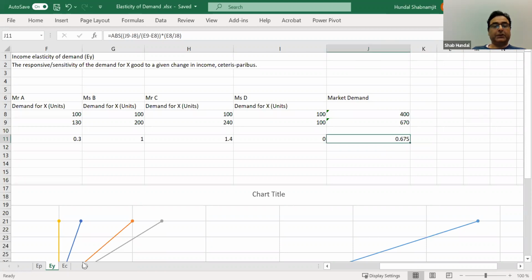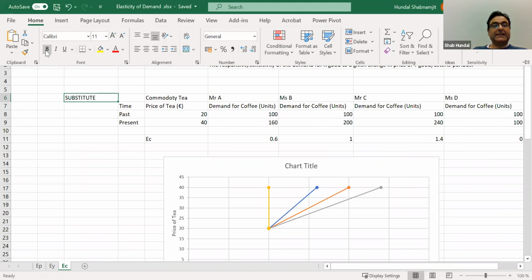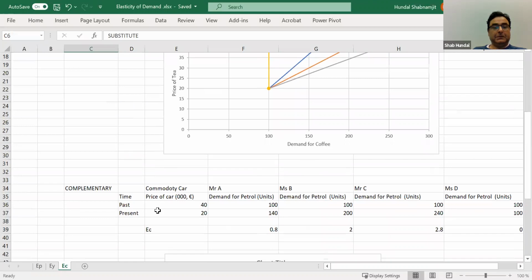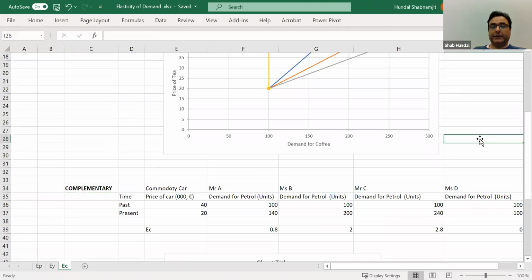Okay, we go to the third sheet, and here I put in the subscript C. C means cross elasticity of demand. Cross means when something's demand depends upon something else's price. I can be more specific about what I mean to say.